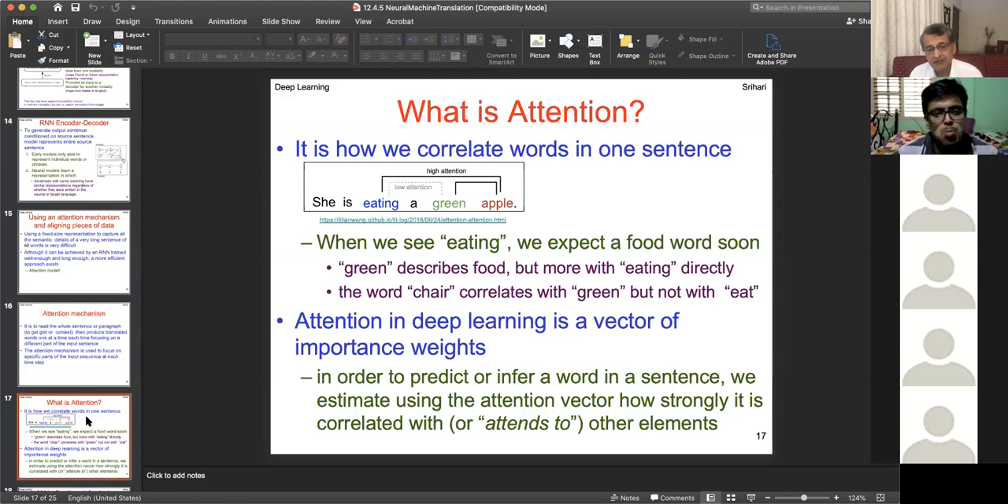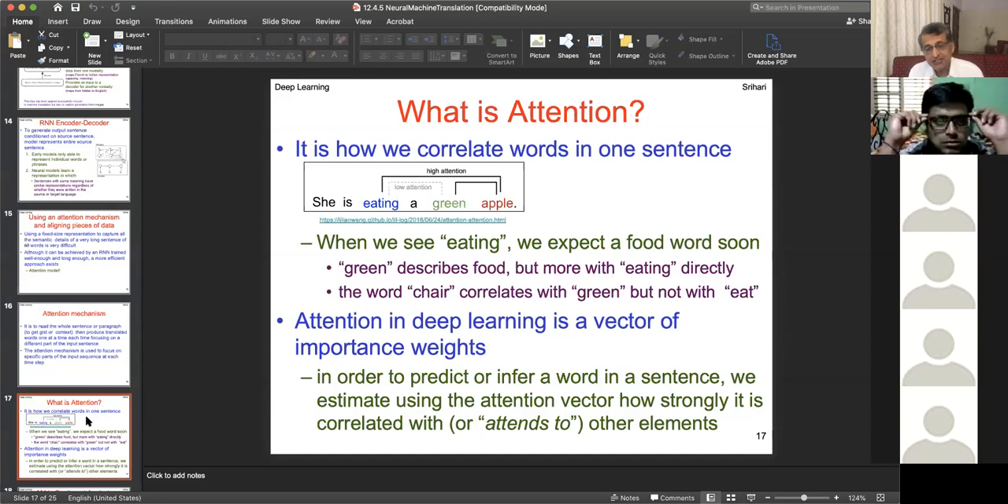For instance, for the last word, after green we could say chair. Green chair is fine, but chair won't go along with eating. So there is a higher probability for that last word being apple than chair, although green agrees with both apple and chair: green apple, green chair. But eating only agrees with apple and not with chair. So what we're saying is there is a high attention to the word apple from the word eating, and a lower attention from the word eating to the word green.